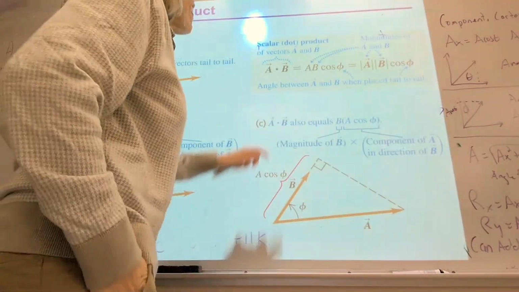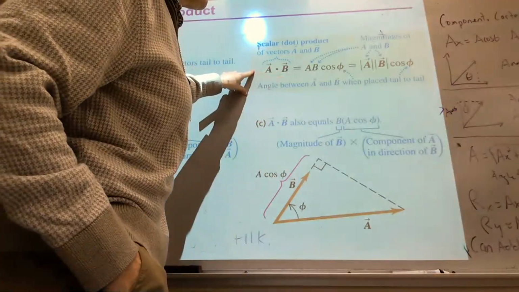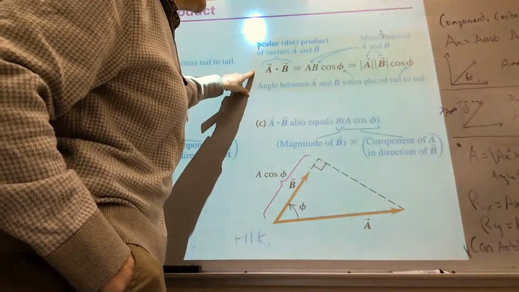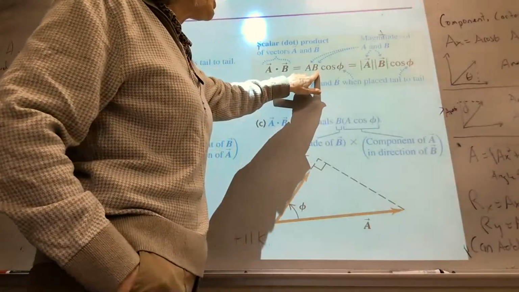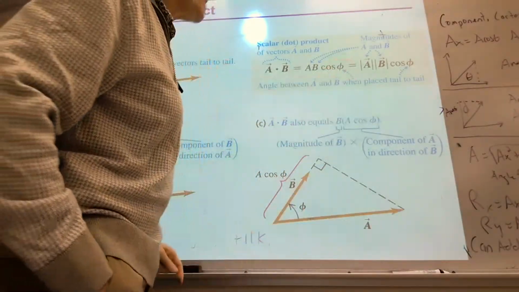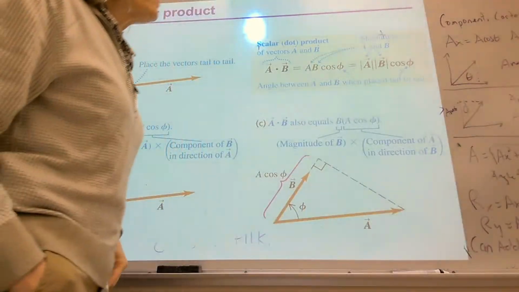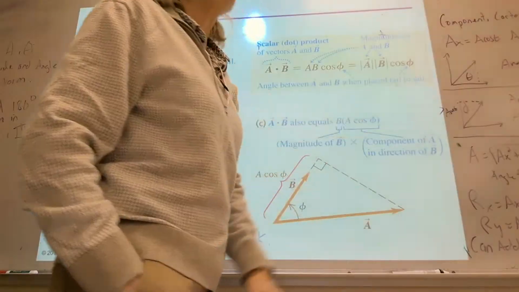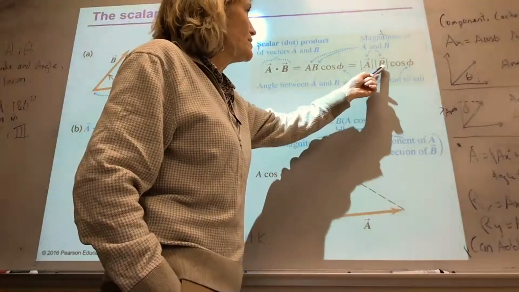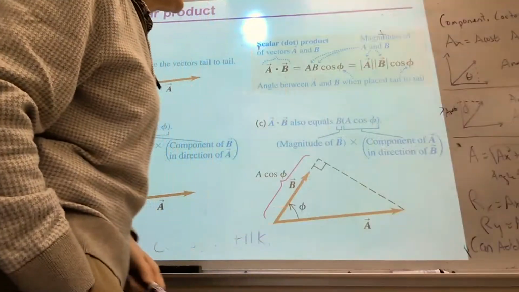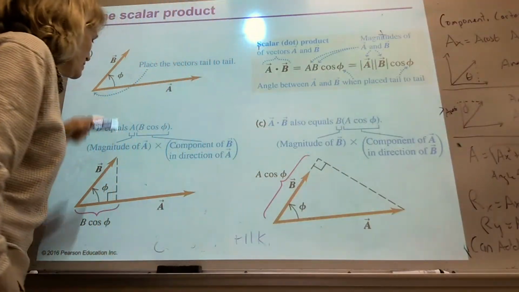So there's two definitions for the scalar product. We're starting with the first one. The first one is the magnitude of A times the magnitude of B times the cosine of phi, where phi is the angle between the vectors. This absolute value sign just indicates that magnitude is the absolute value. So another way you can write magnitude is just like this. I usually just write it like that. The angle between A and B when placed tail to tail.